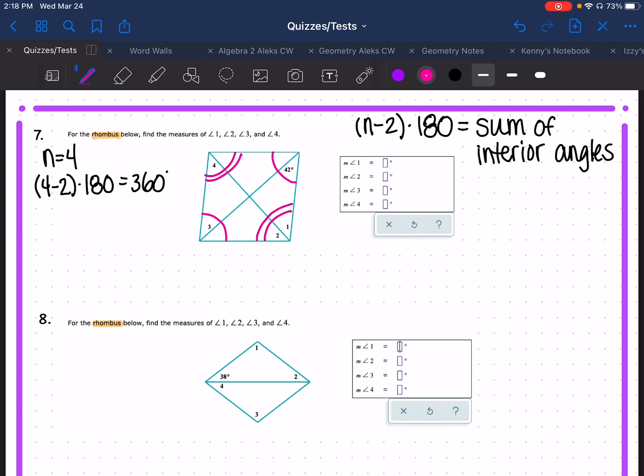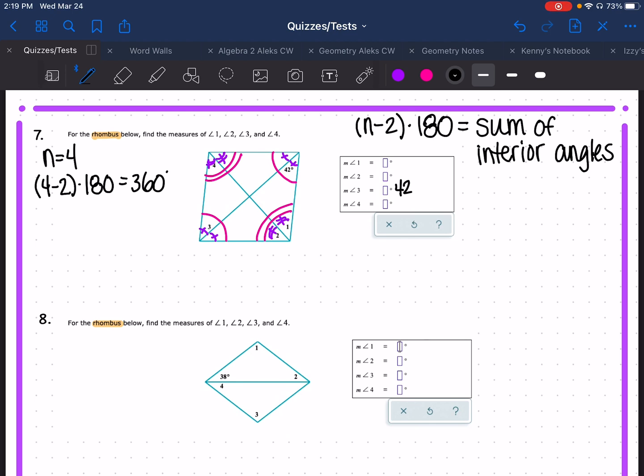As I start to look a little bit closer at my properties of rhombuses, I notice that the diagonals, these lines right here, split the opposite angles in half. They bisect them. So this part is equal to this part. This part is equal to this part. This part is equal to this part. And this part is equal to this part. So I already know that angle 3 is 42 degrees.